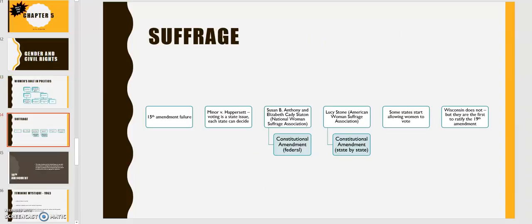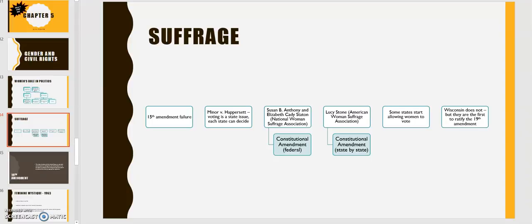So suffrage, the 15th Amendment is kind of a failure for women. They kind of thought that when the 15th Amendment passed, it would include them. And in Minor v. Happersett, they say, nah, no. The 15th Amendment clearly states that it's based on your ethnicity, not your gender. So voting is still a state issue, and each state can then decide.